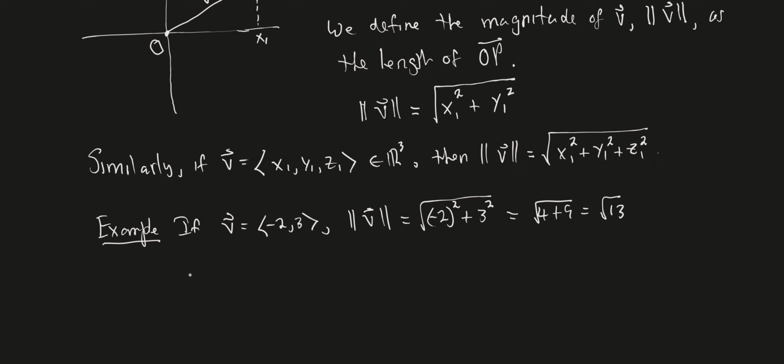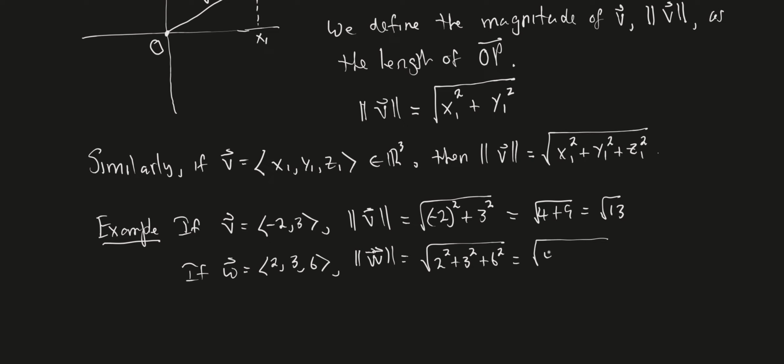And then similarly, let's pick a vector in R3. Let's say we have the vector w = 2, 3, 6. Then its magnitude is the square root of 2 squared plus 3 squared plus 6 squared. That's the square root of 4 plus 9 plus 36, so that's the square root of 49. And hey, 49 is a nice perfect square, so we get a nice integer magnitude.